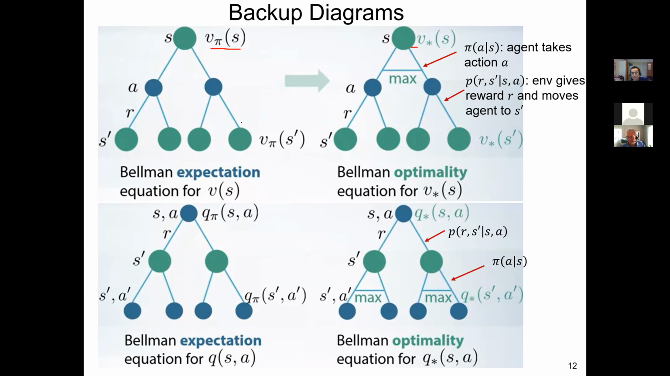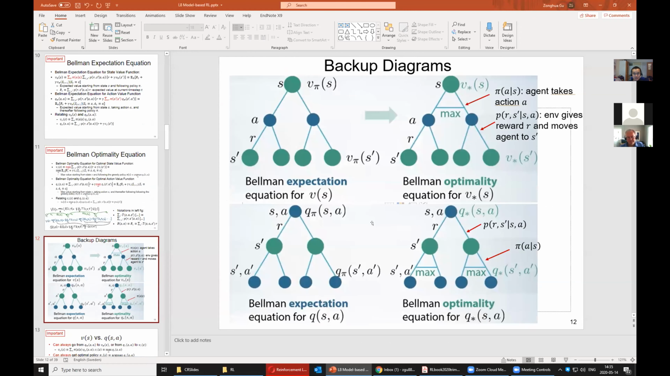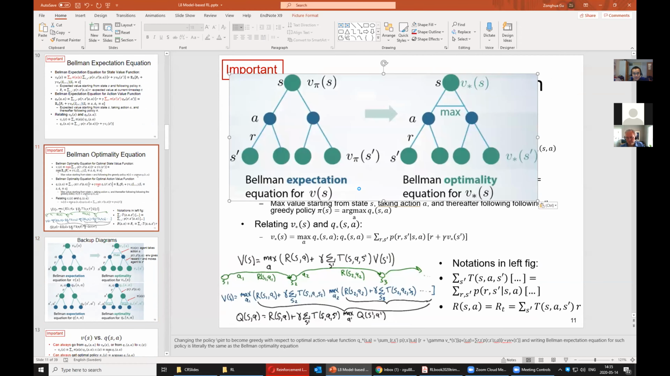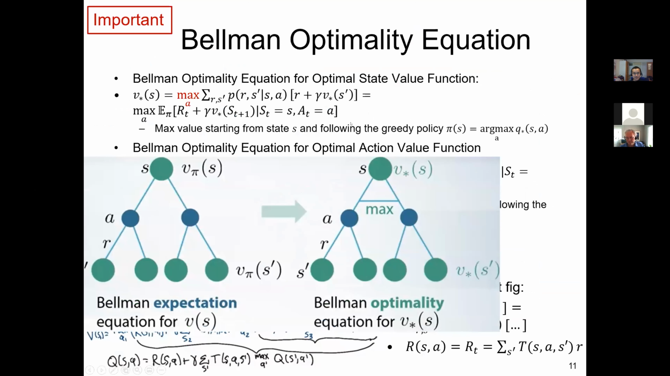The backup diagram means that when the Bellman equations are backing up from bottom to top, it's better if you look at the backup diagrams along with the equations. So for example, let me look at the Bellman optimality for V star. Let's look at this equation here.